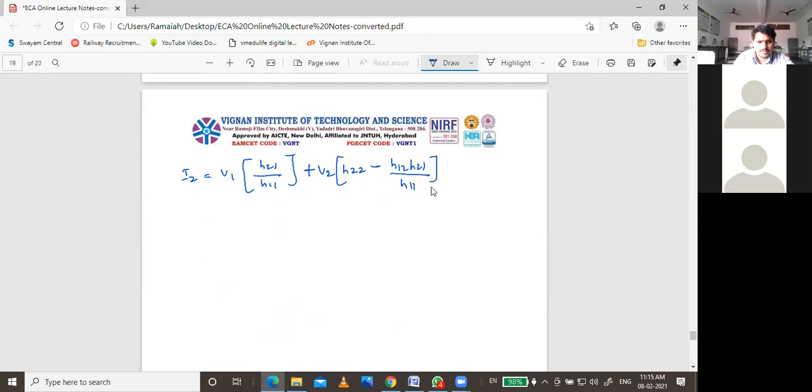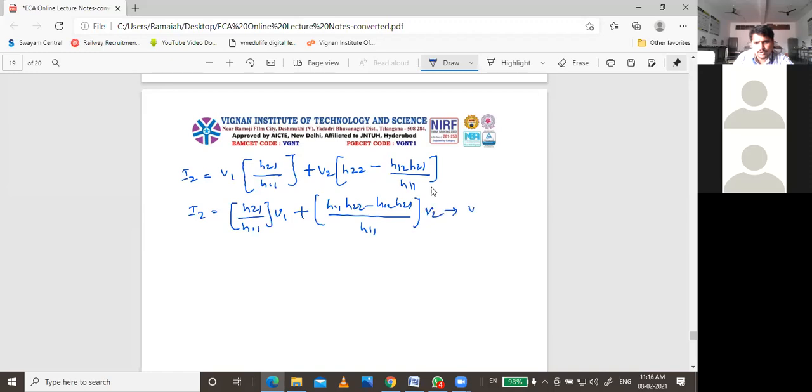So therefore from this equation, I2 equal to, I can write, H21 by H11 into V1 plus, taking the LCM, H11, H22 minus H12 H21 by H11 into V2.